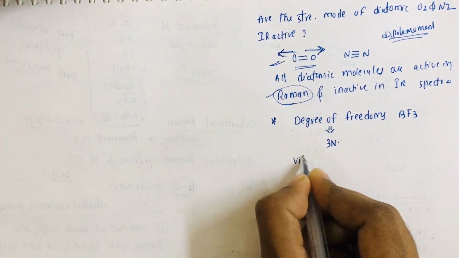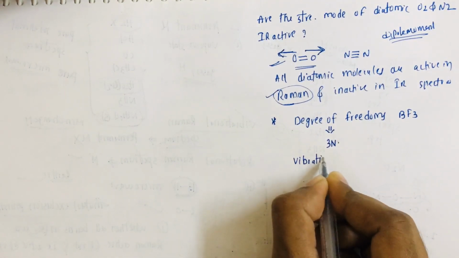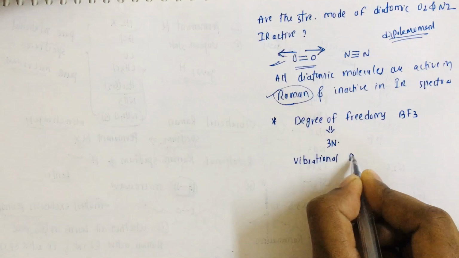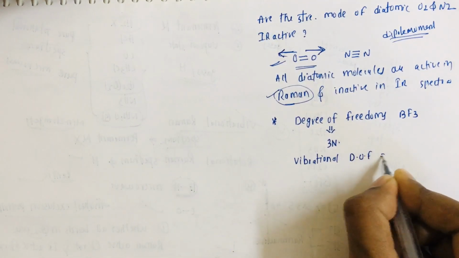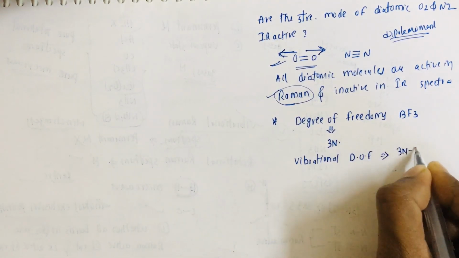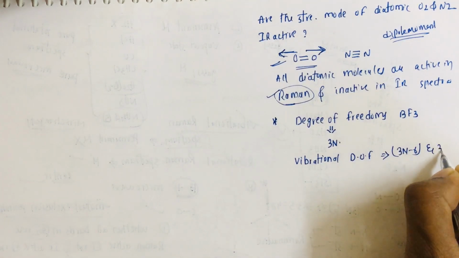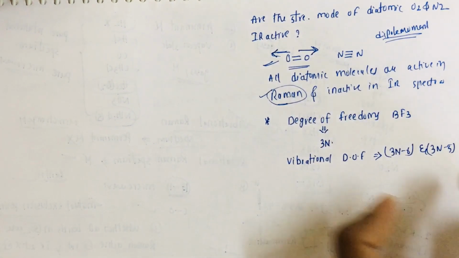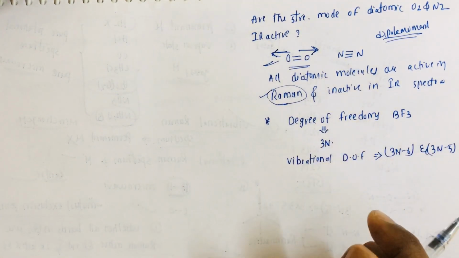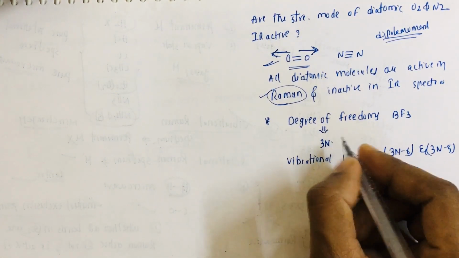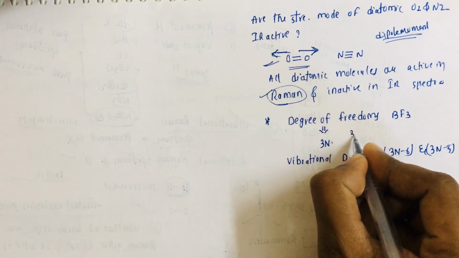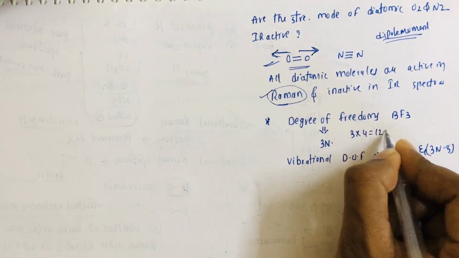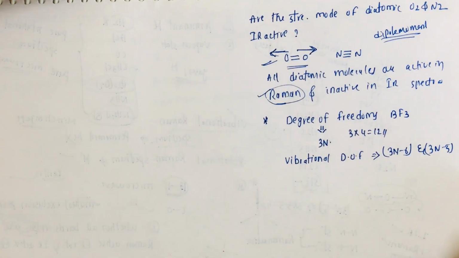So when they ask vibrational degree of freedom, that time we have 3n minus 6 and 3n minus 5. So if they ask simply degrees of freedom, we have only 3n. So n means the number of atoms. So here we have 4 atoms, 3 into 4. So total 12 degrees of freedom are possible for this compound.